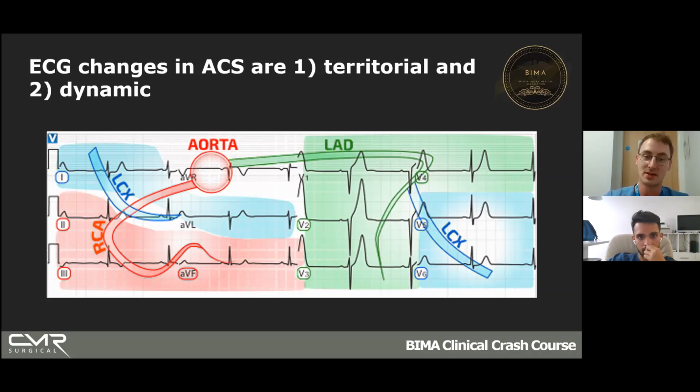So very good. So that's the territorial nature of ECG changes in ACS. The second thing to note is that they're dynamic. What that means is that they change over time. Loads of things can cause ST depression and T-wave inversion in ECGs. But in ACS, what you get is the changes getting worse and better over time as more cells die or as the cells recover from ischemic injury.